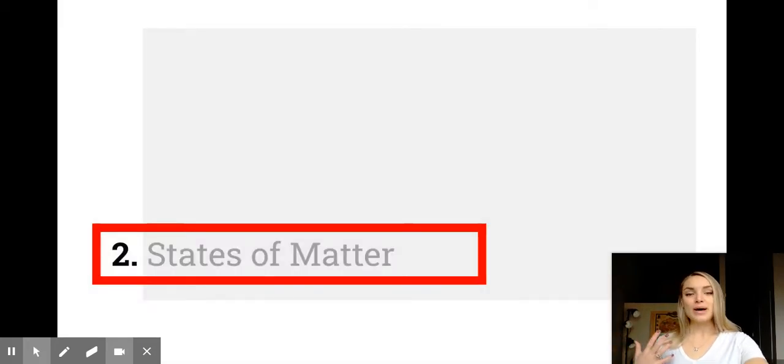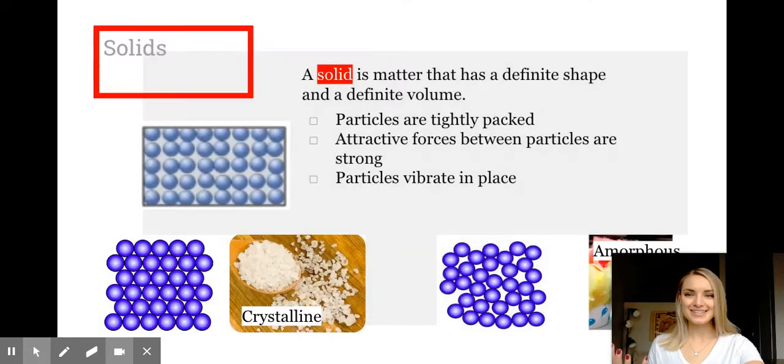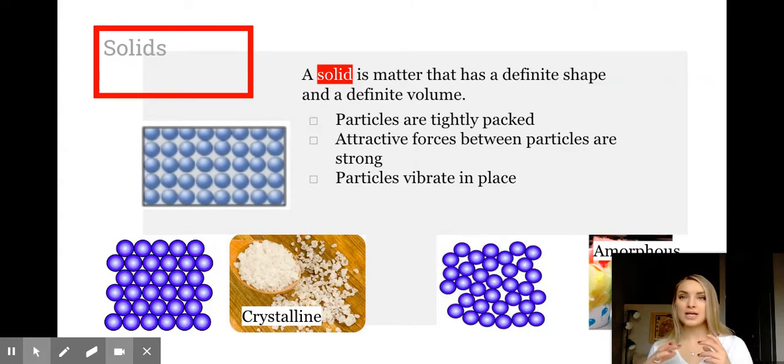The states of matter. So this is the different ways that matter can be in the world, how it can exist. And we're going to start off by talking about solids. So a solid is matter that has a definite shape and a definite volume. The particles in solids, those atoms, ions, or molecules, are very tightly packed, which means that the attractive forces between those particles are strong.